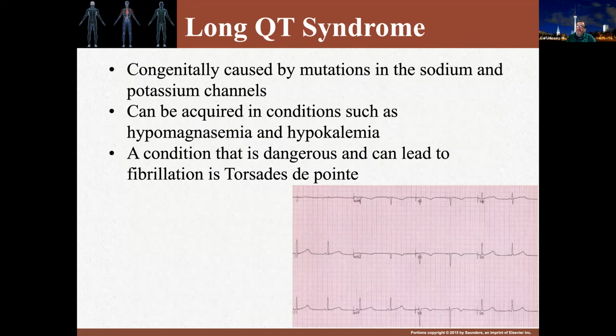Long QT syndrome can result from a congenital condition or an acquired condition. Congenitally, it is by mutations in the sodium-potassium channels. And the acquired condition is the result of either hypomagnesemia or hypokalemia. And this can lead to a very serious EKG, which is called the torsade de pointes.